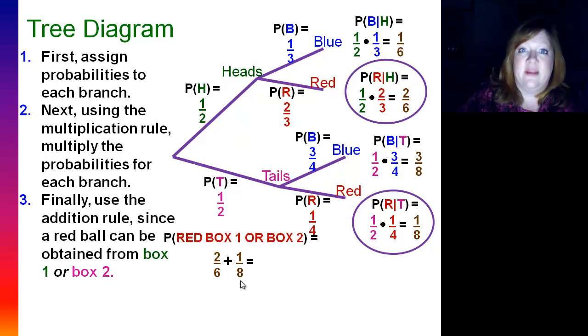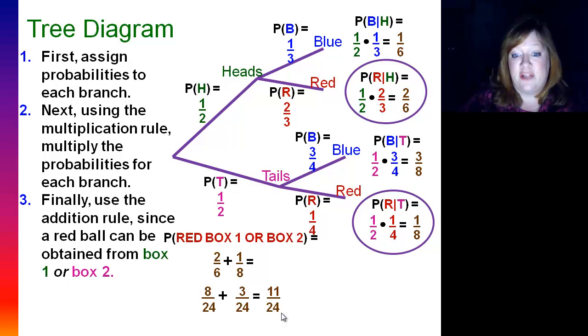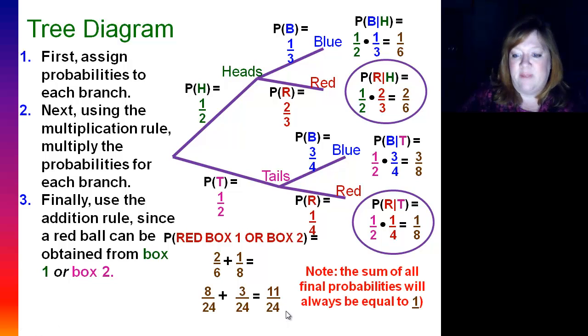2/6 plus 1/8. Fractions. So we need to get a common denominator, which is going to be 24. So we'd have 8 out of 24 plus 3 out of 24, which would give us 11 out of 24. If you don't remember your fraction rules, I'll show you how to do it on the calculator. No problem. Again, the sum of final probabilities will always equal 1. That's if you add these fractions over here. They should all add up to 1. And that's it. Clear as mud?